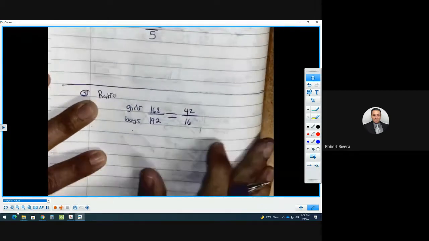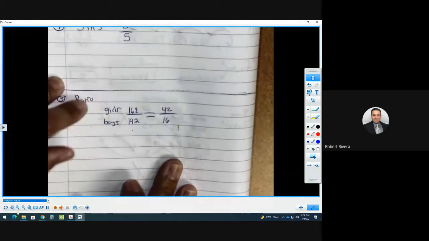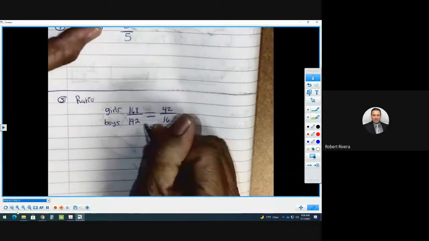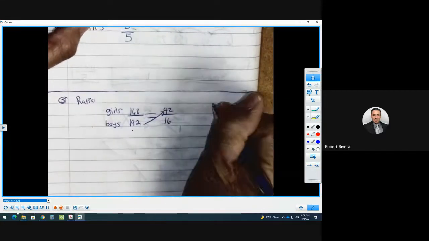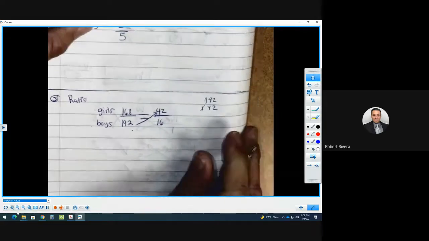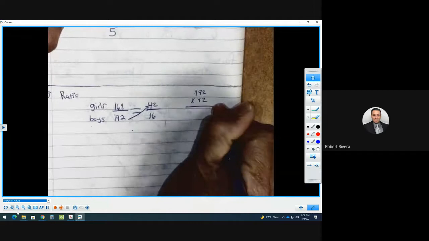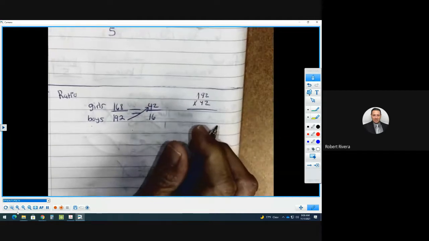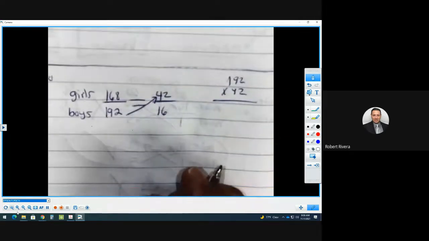Now this is going to be a hassle because the numbers are not as small as the other ones, but ni modo. But let me start here. 192 times 42. I'm going to go to the side. 192 times 42. If you don't know how to multiply, here's your chance to learn how to multiply. I'm going to zoom in a little bit here. Okay.